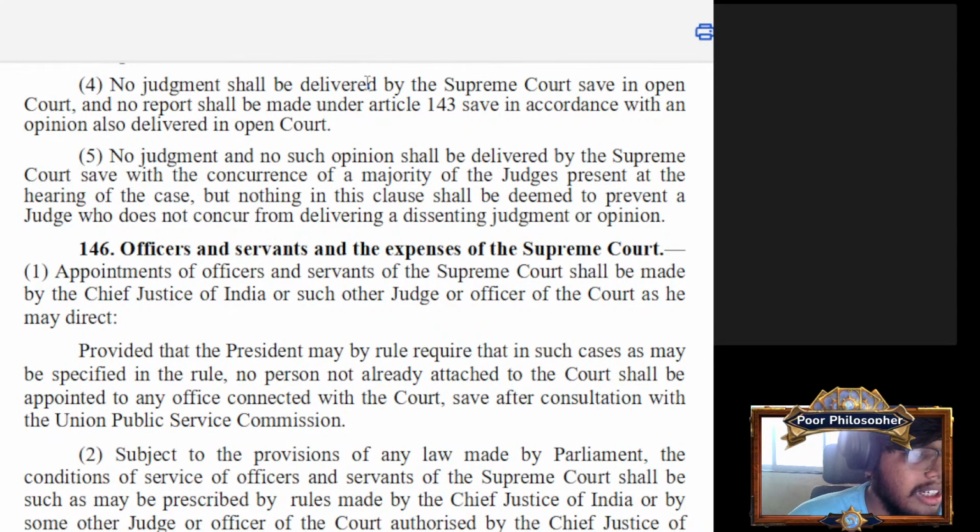No judgment shall be delivered by the Supreme Court save in open court, and no report shall be made under Article 143 save in accordance with an opinion also delivered in open court. Yeah, I don't understand what this means. Clause 5: no judgment and no such opinion shall be delivered by the Supreme Court save with the concurrence of a majority of the judges present at the hearing of the case. But nothing in this clause shall be deemed to prevent a judge who does not concur from delivering a dissenting judgment or opinion.